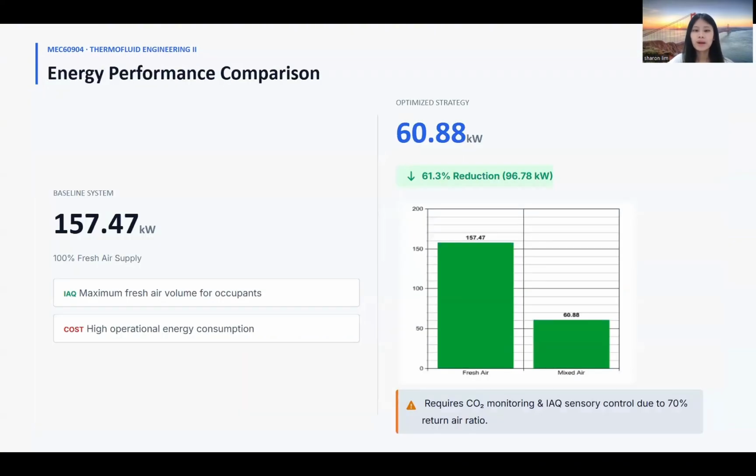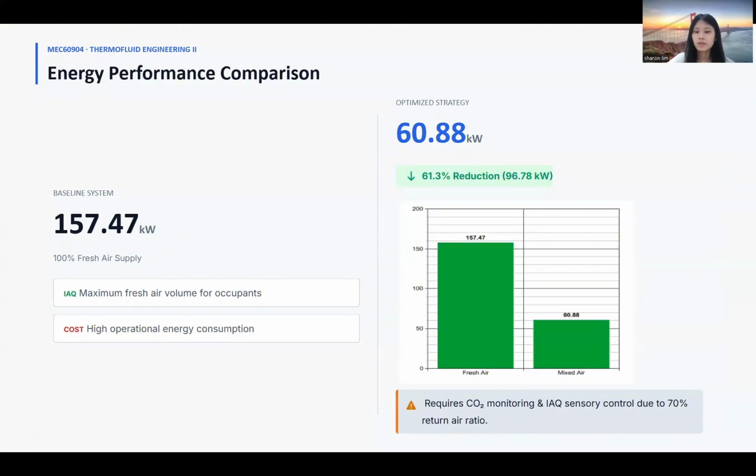Next, this slide compares the energy performance of both operating strategies. The 100% fresh air system requires a cooling load of 157.47 kilowatts. In comparison, the mixed air system requires only 60.88 kilowatts. This corresponds to an energy reduction of approximately 61.3%, which is equivalent to about 96.78 kilowatts.